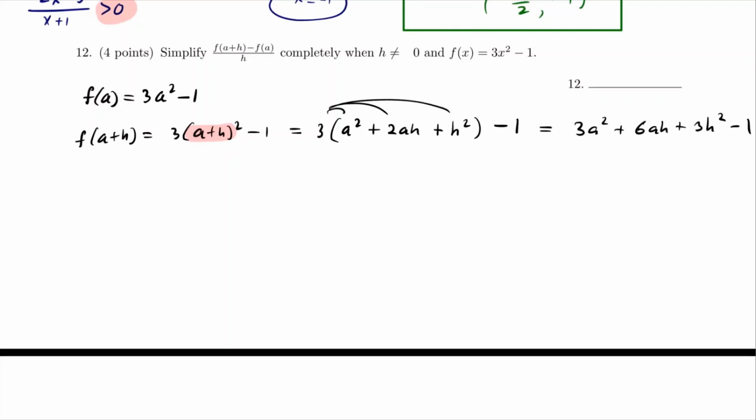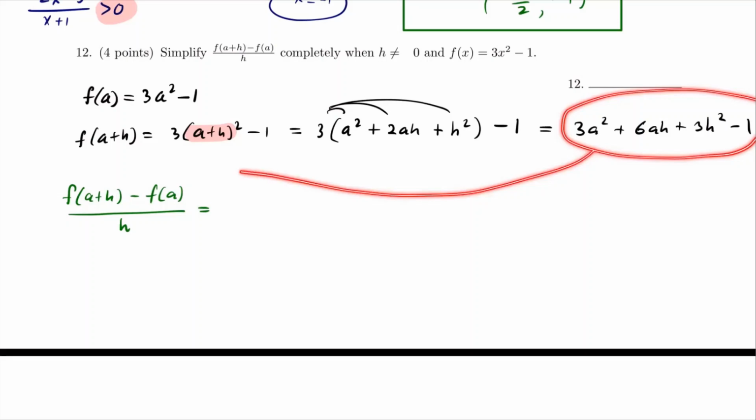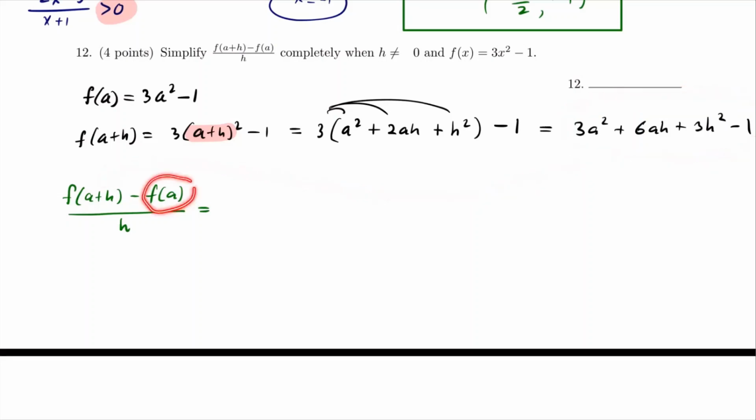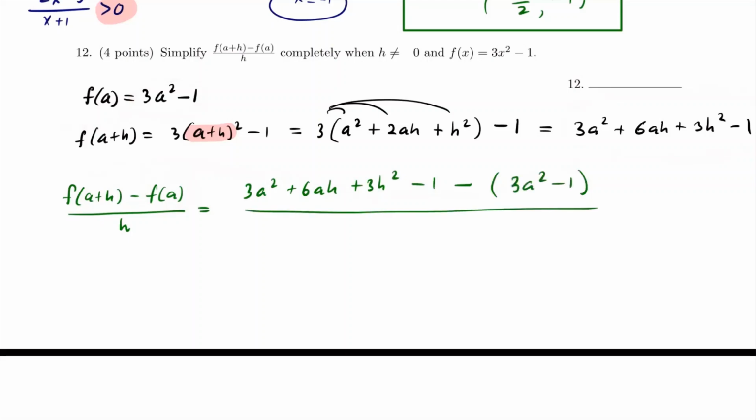So we want to evaluate f of a plus h minus f of a, all over h. So f of a plus h, that's this right here. So that's what I'm going to replace here. And then f of a is this right here. That's what I'm going to replace here. So let's do this very carefully. So this is equal to 3a squared plus 6ah plus 3h squared minus 1. That's f of a plus h minus, so be careful, put parentheses around f of a. That's 3a squared minus 1, all over h.